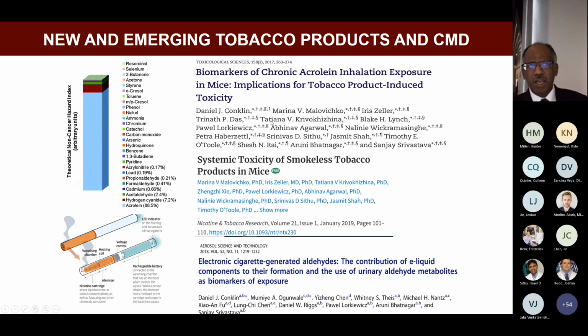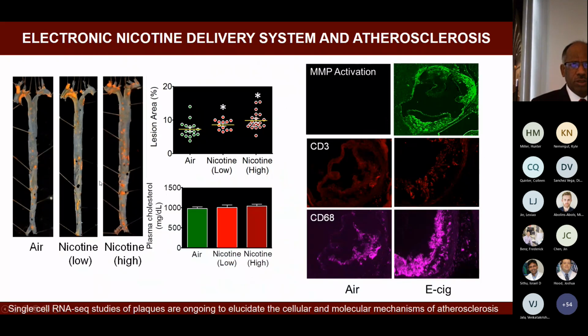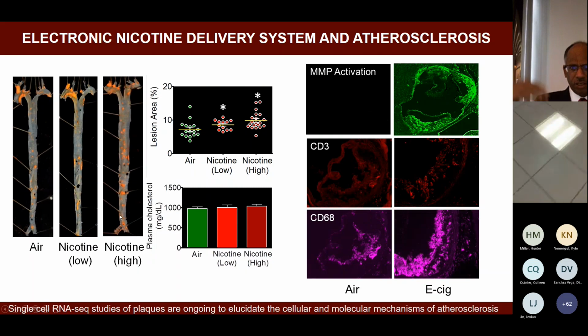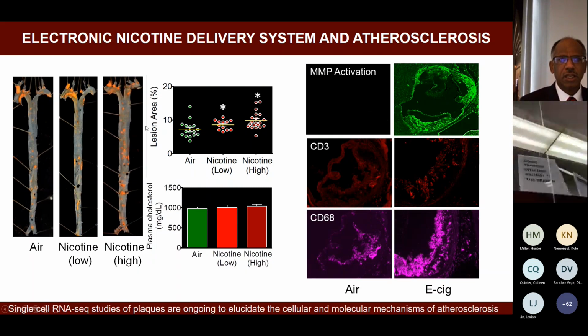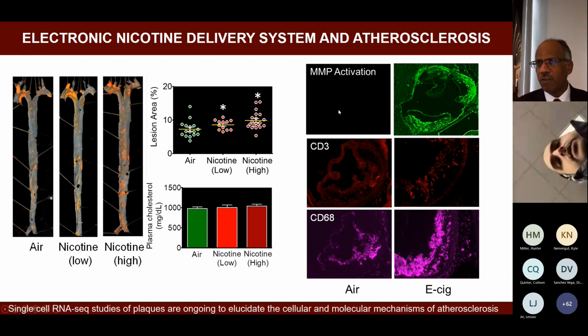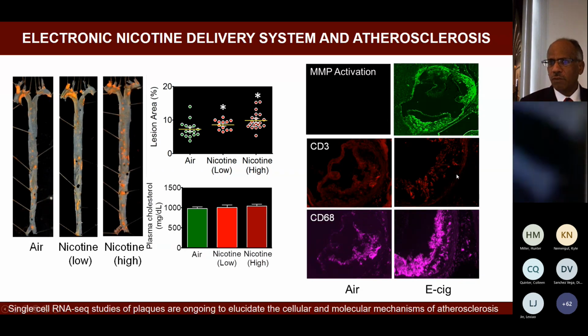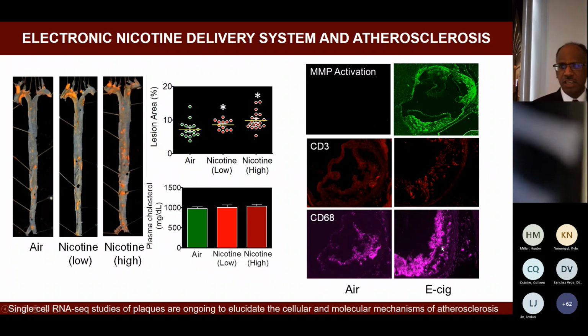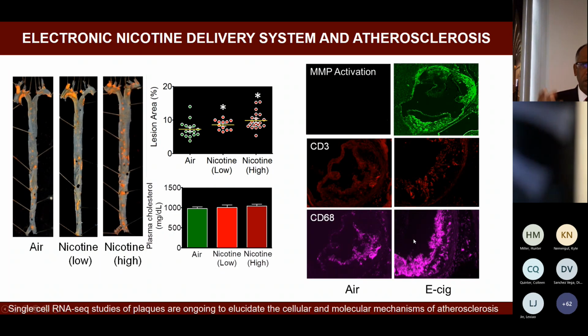But although I'm not deeply involved with many of the other studies, I'm still looking at the aldehydes generated by electronic cigarettes, and how they affect atherogenesis. This is a study that we're doing in collaboration with Dan Conklin. Exposure to electronic cigarettes increases acrolein formation, and it also increases lesion formation, doesn't affect the lesion cholesterol, and it destabilizes the lesion, as evidenced by activation of MMPs in the lesions and accumulation of CD3 and CD68 positive inflammatory cells, T cells and macrophages. Now Marina in our group is leading these studies, doing single-cell RNA-seq to try to tease out the molecular and cellular mechanisms by which these electronic cigarettes, especially the aldehydes, exacerbate atherogenesis.